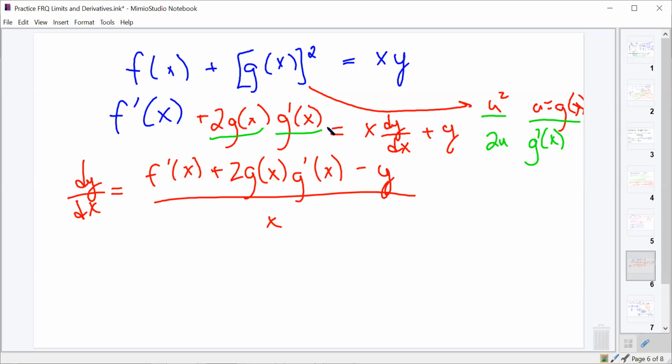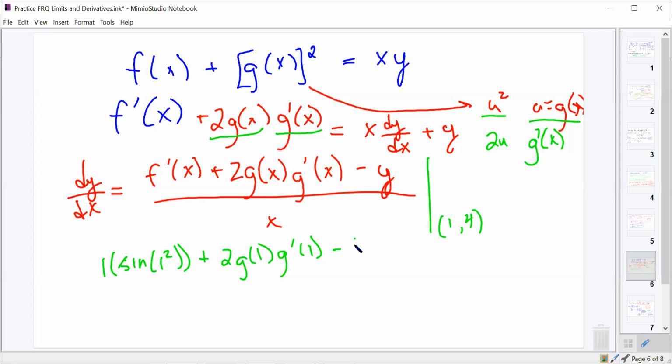All right, and then what are we going to evaluate this at? We're going to evaluate this at the point (1, 4), I think. So we're looking for f prime of 1, and we know what f prime is. f prime is x sine of x squared, so that should be 1 times sine of 1 squared plus 2 g of 1, g prime of 1, minus our y value of 4, all divided by 1. So far, good?